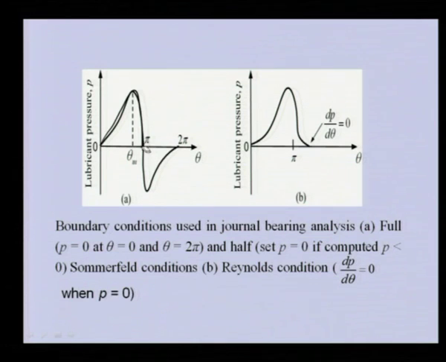So, only half Sommerfeld conditions is considered. Another condition, or alternative, is the Reynolds condition, which is more practical. In this particular case, at theta equal to 0, where the maximum thickness of the film is, pressure is 0, but after pi, wherever the pressure gradient is 0, we take P as 0.